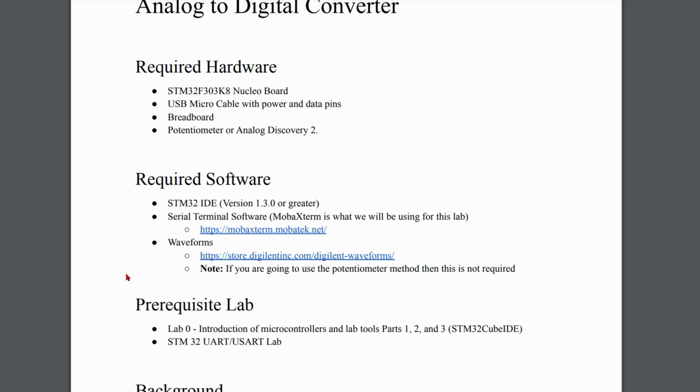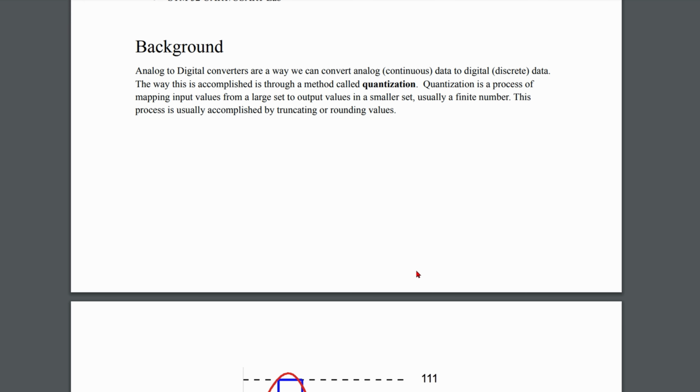We have a prerequisite lab, and now we're going to go over some background. If you just want the procedure part at the very end, you can skip to the timestamp that I'm going to have on the screen right now. So now we're going to look at background.